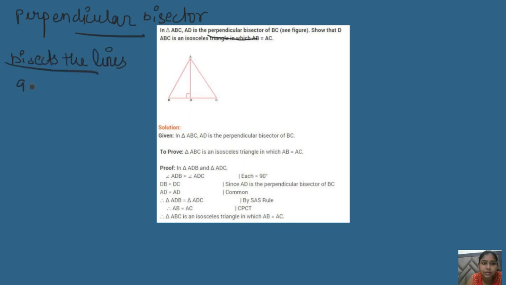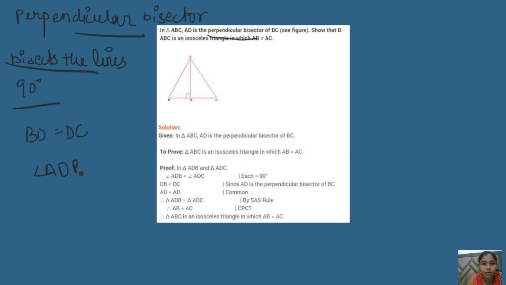Let's have a look at another question for these same properties. Another question is, AD is the perpendicular bisector. So let's look at this term, what is a perpendicular bisector. Basically, a perpendicular bisector bisects the line into equal parts, and perpendicular means 90 degrees. So it means that BD is equal to DC and angle ADB will be equal to 90 degrees, right?